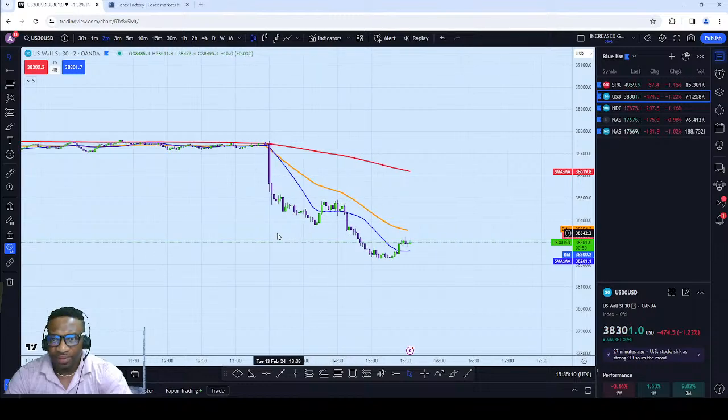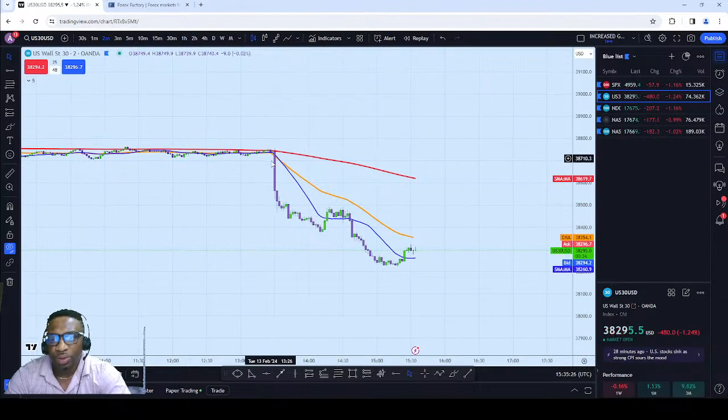So as I've said over and over again, I can show you numerous examples of this strategy where you trade with the 20 moving average. You don't trade against it. If the 20 moving average is pointing downwards, you also trade downwards. If it's pointing upward, you trade upward with it.